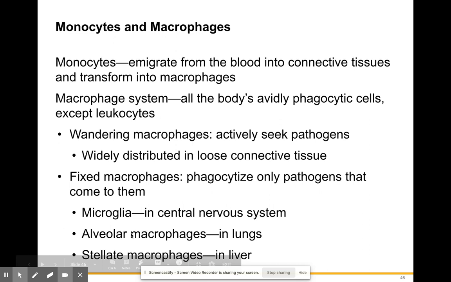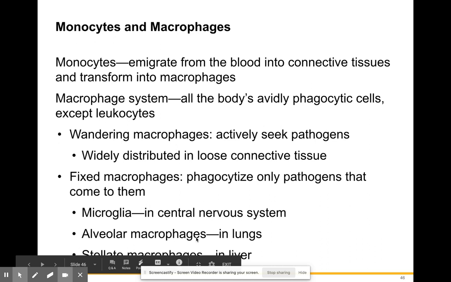Microglia. You might have heard that word in the nervous system chapter last semester. In my class, we talked about different types of cells of the nervous system that aid the neurons, like satellite cells and dendritic cells and microglial cells. So the macrophage that we find in the central nervous system is called microglial cells, and they are there to pick up debris that surrounds the neurons.